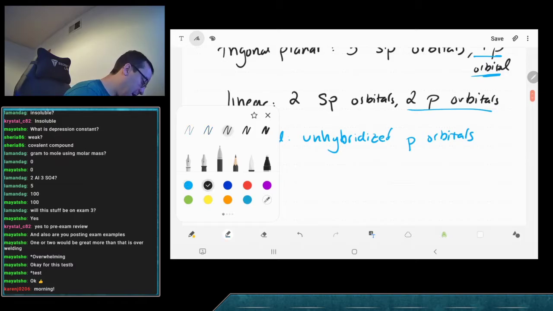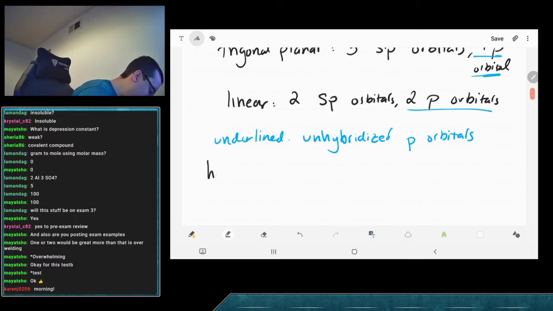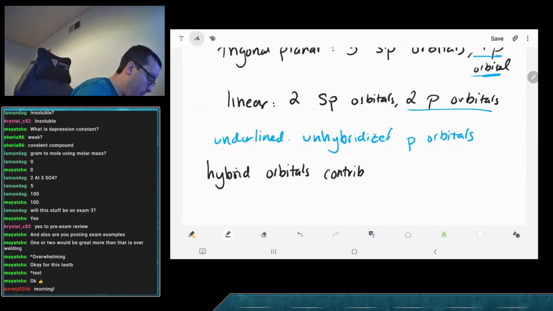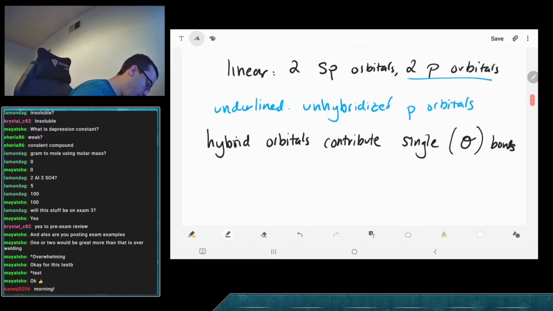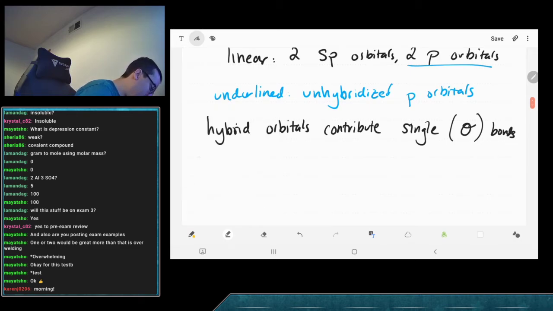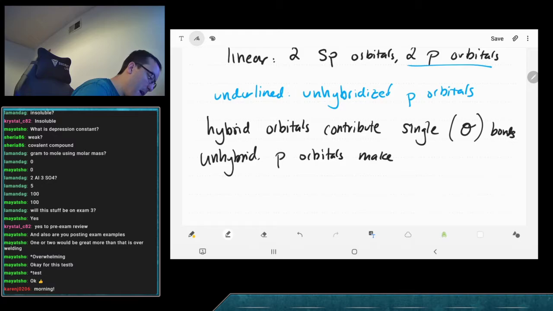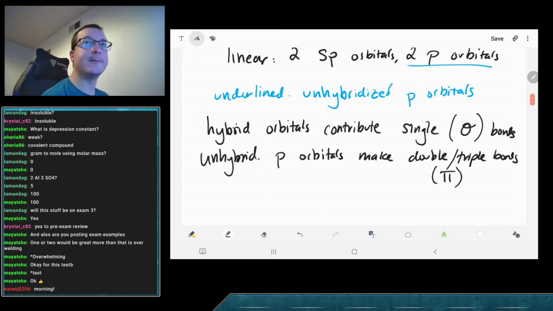And so we're going to see that hybrid orbitals contribute single bonds, the sigma bonds. We're going to see that unhybridized orbitals are going to make double or triple bonds. And those are called pi bonds.